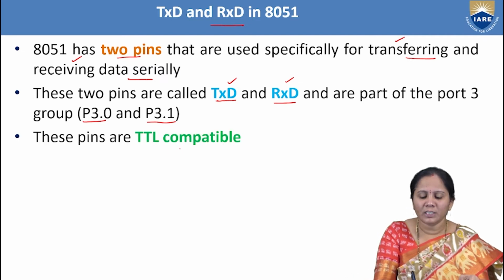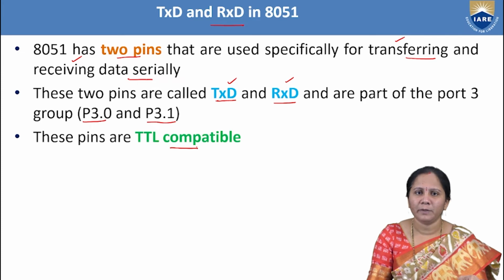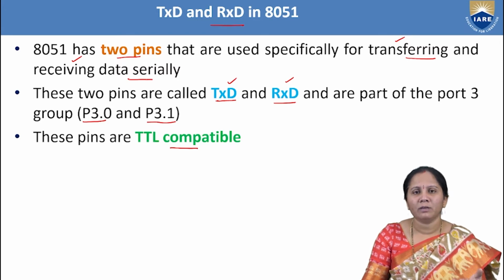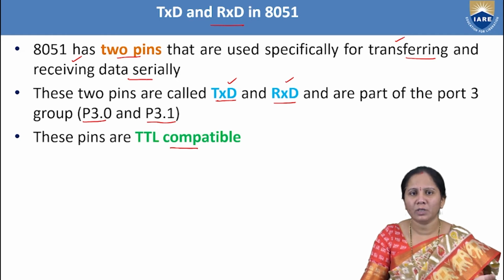And these pins are TTL compatible. That means they will operate only with TTL voltage levels. But before transmitting into the channel, the TTL should be converted into RS232. Then we have to transmit. Before receiving, that RS232 should be converted into TTL levels and then only it should be received. So in order to perform this transmission, it should have line driver and line receiver ICs.